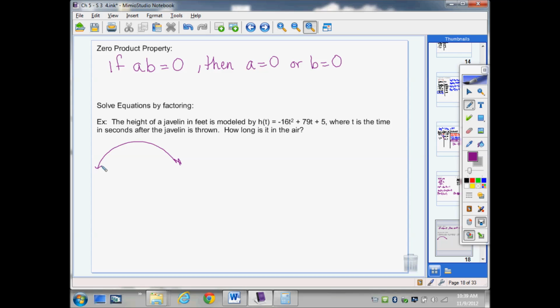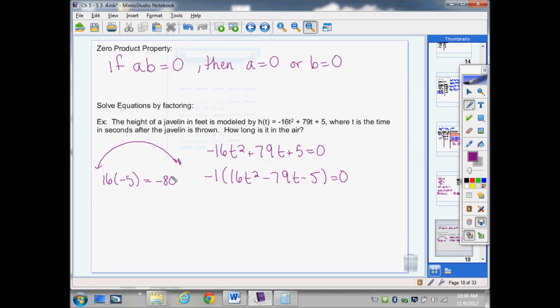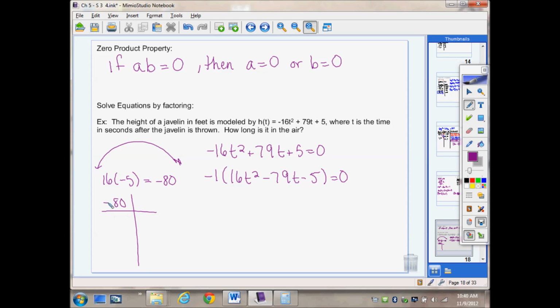So we do negative 16t squared plus 79t plus 5 equals 0. And remember, I don't want my leading coefficient to be negative, so I'm just going to divide it all by negative 1. And then I'm going to factor this. I'm going to use grouping. I take 16 times 5, and I get negative 80. So I'm going to look for factors of 80 that will give me 79. Well, it's a negative 80, right? So I could do negative 80 and positive 1, and that gives me negative 79.